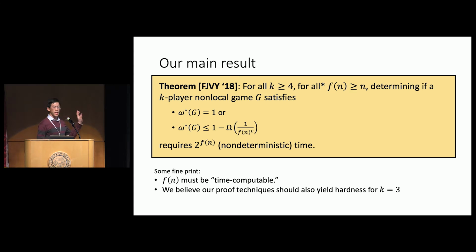So there's some fine print to this result. One is this doesn't actually hold for all possible functions. f of n must be time computable, but essentially any natural function that you can think of. So a useful thing to keep in mind would be, think of f of n as being, say, 2 to the n or 2 to the 2 to the n, or any tower of exponentials. And also, our result holds for 4 or more players, but we think it also holds for 3. Okay, so that's our main result.